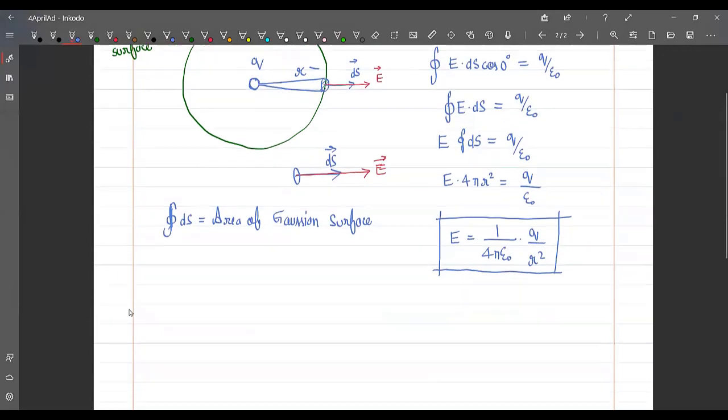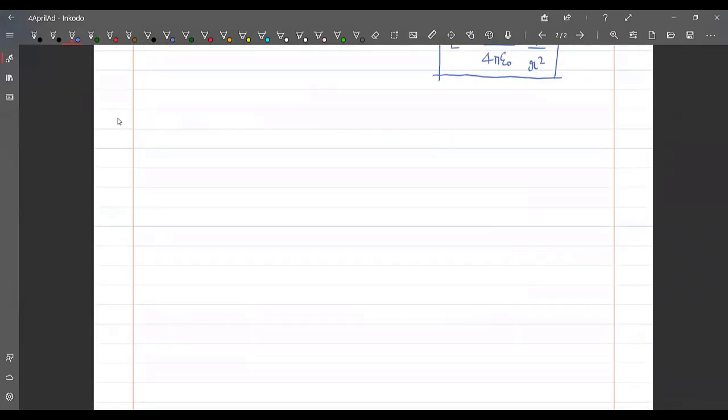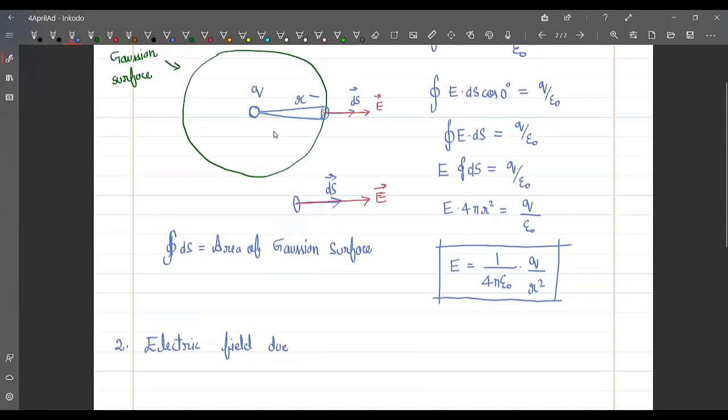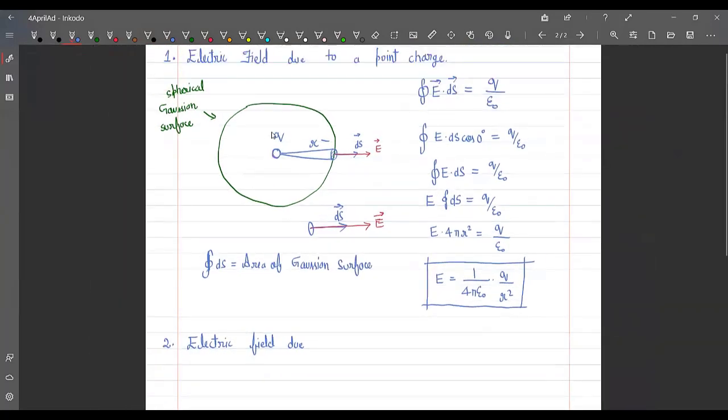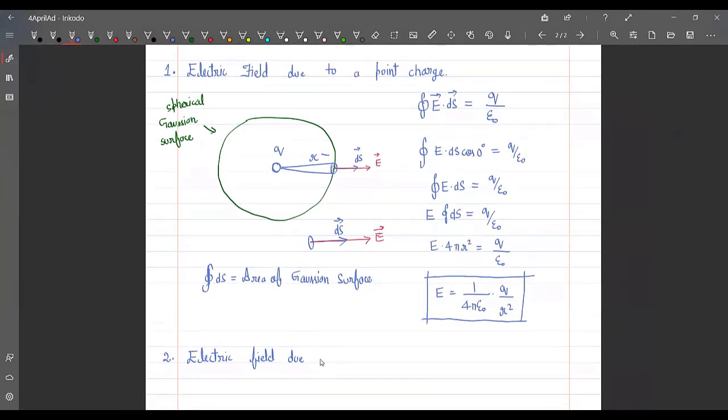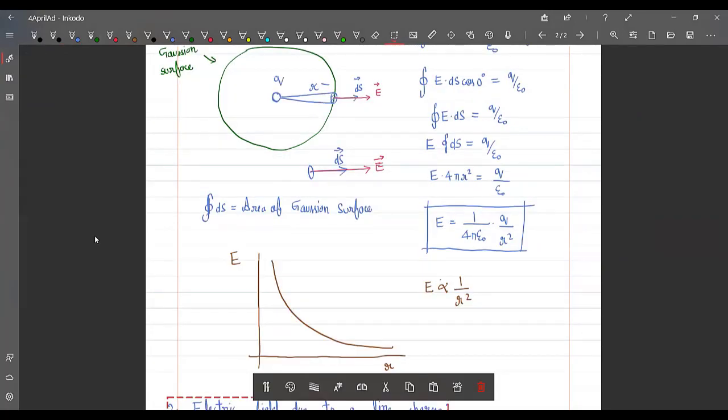Second, we are going to take electric field due to a line charge. Could you please scroll up? Okay, you want to note it down? Yes. Yeah. Noted. Okay.